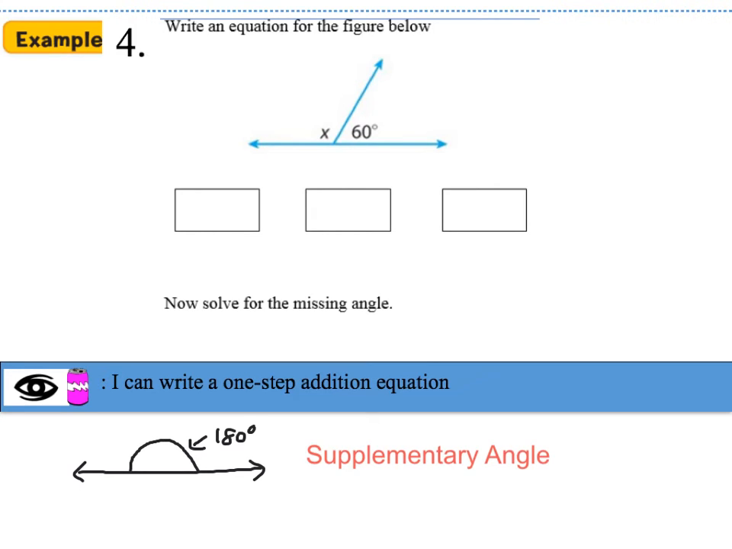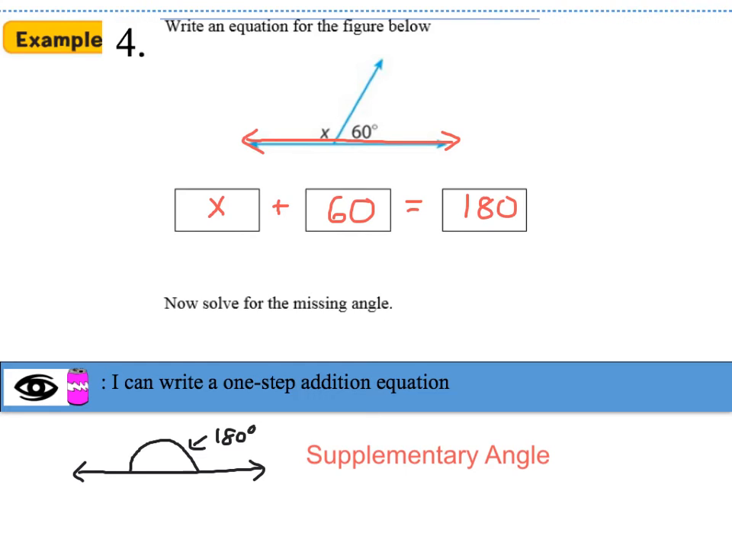So if you take a look at our figure, we have a nice straight line. So we have a supplementary angle. All supplementary angles are equal to 180 degrees. So let's go ahead and write an equation for this figure. We have the value of x, which we don't know, plus 60 degrees. And when we add them together, it should equal 180 degrees because this is a supplementary angle.